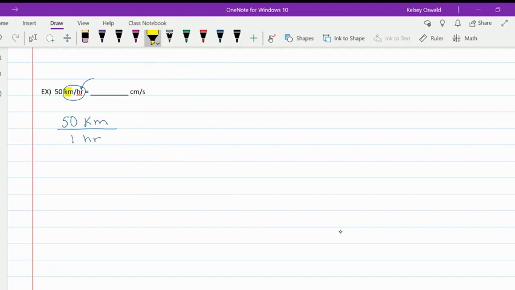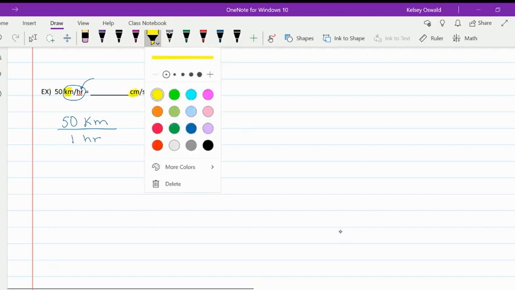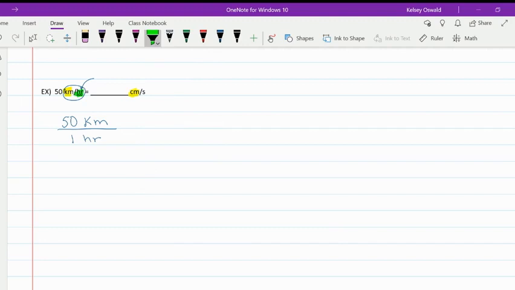Okay, so we can see here that we have 2 units that we need to convert. I need to get my kilometers to centimeters, but I also need to get my hours into seconds. Okay, so we can pick whichever one we want to start working with first. It does not matter which one you choose. I'm going to choose to convert to centimeters first, or to cancel out my kilometers.